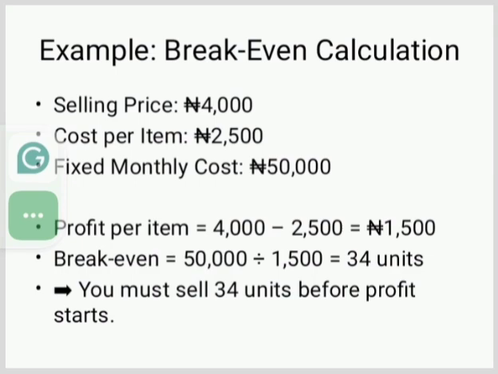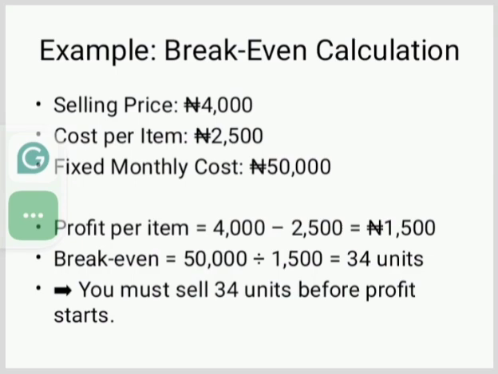So the purchase price of my perfume is 2,005. Now the selling price is 4,000 naira. So that means my profit is what? 4,000 minus 2,005. That will give me what? 1,500. Now 1,500 is my profit. Now for me to calculate my break even, I need to get my total running cost. And I said the total running cost here is 50,000 naira. That is the cost I incur every month to run my business, whether I sell or I don't sell.